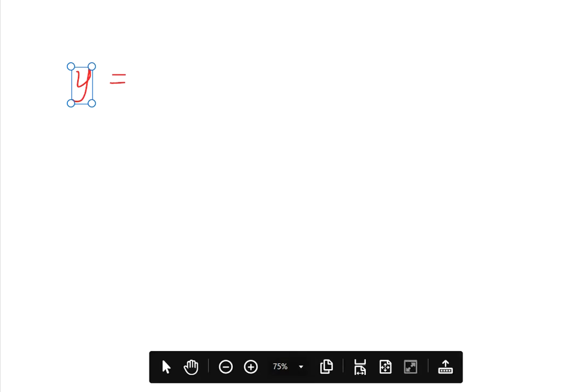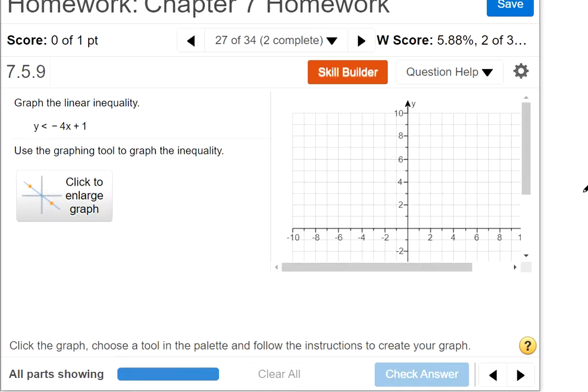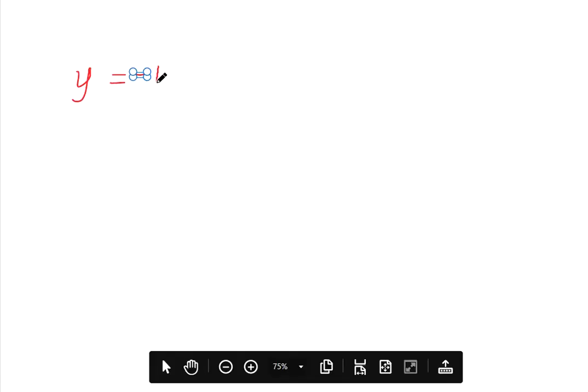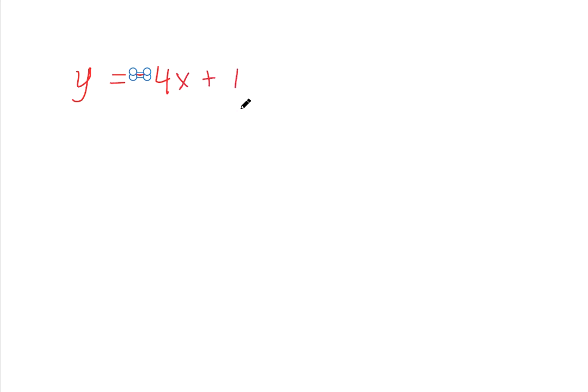So if you need to graph an inequality, you can graph it like you would an equation, like y equals, I forget what it was, negative 4x plus 1. We'll come back to the inequality part in just a second. This is the y-intercept of your graph. So it starts on 1 on the y-axis, and then the slope is negative 4.